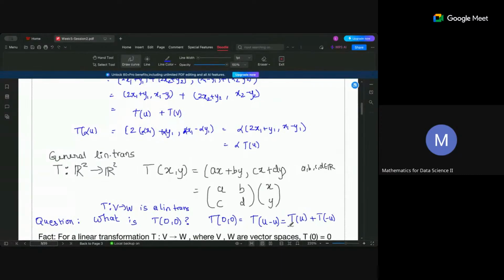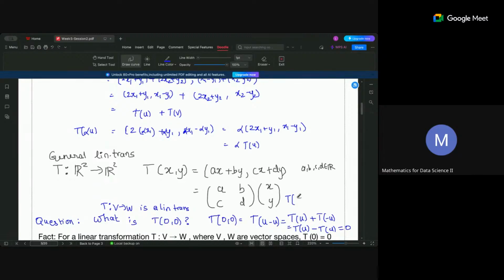Now according to the scalar multiplication property, I can bring out this minus 1. So this becomes T of U minus T of U. So this is 0. You agree? Yes, either you can prove it like this, or if you want to use scalar multiplication, then you can argue it this way.